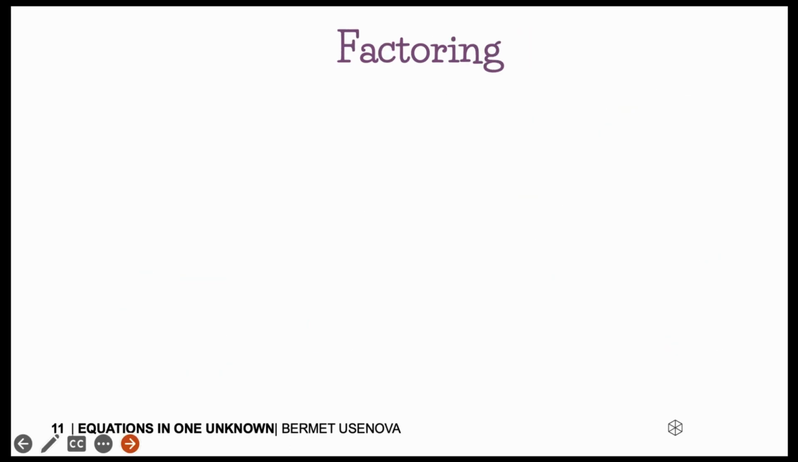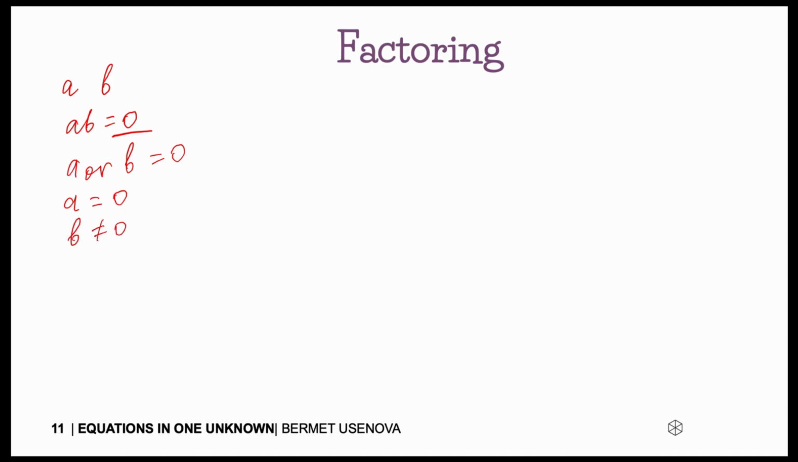Okay, the next method is factoring. Factoring is also one method to solve quadratic equations. Before we start, let's say that we have two real numbers, a and b, and their product is equal to 0. How can we get 0? It means that either a or b is equal to 0. If a is equal to 0, it means that b is non-zero, and vice versa. If b is equal to 0, then a is non-zero. This rule is called the null product rule.